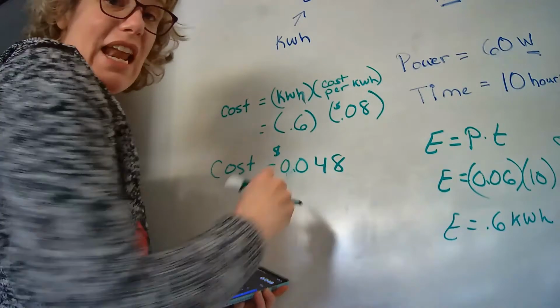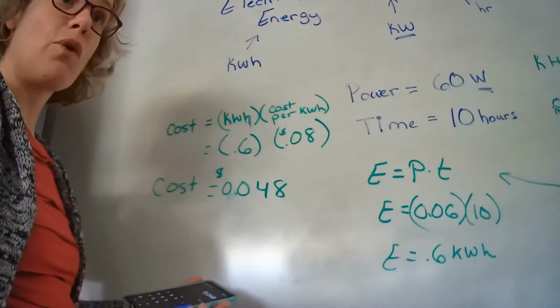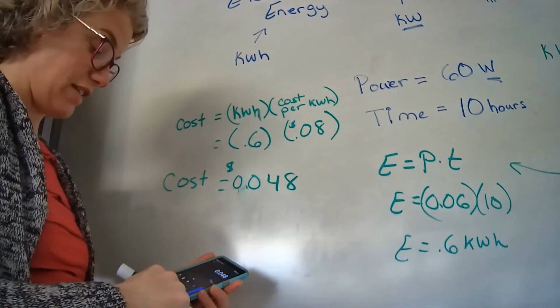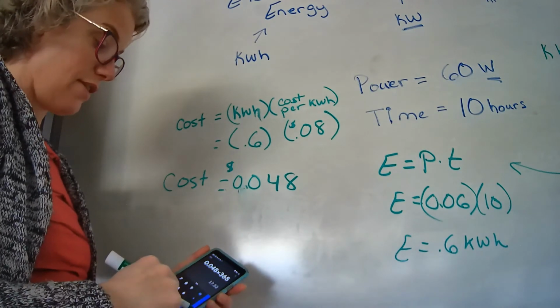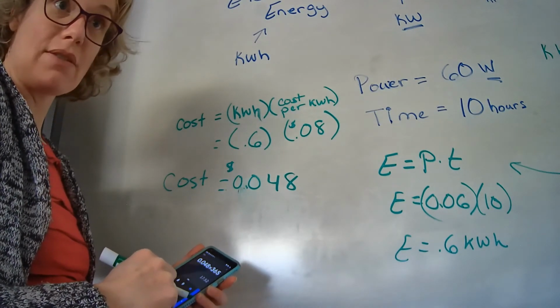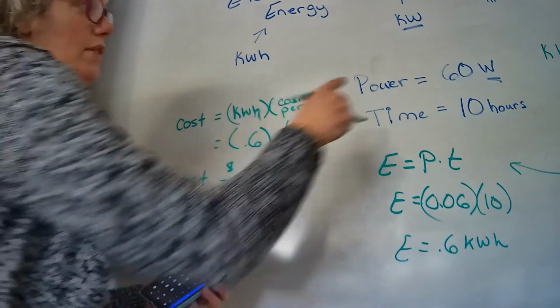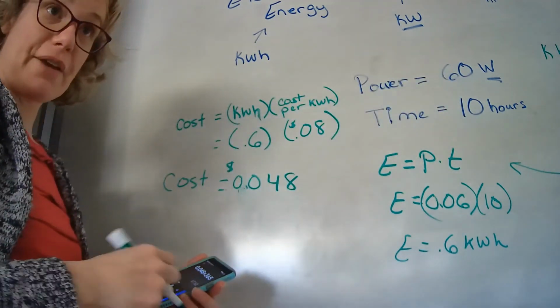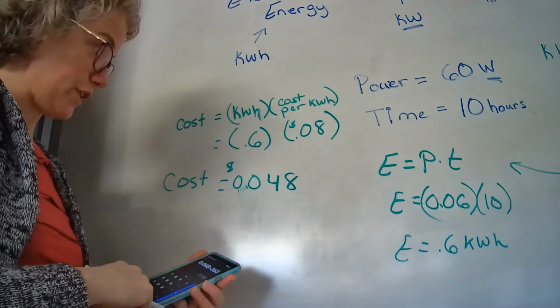If I did that every day though, for 365 days a year, then it's going to end up costing me $17.52 to run this light bulb for 10 hours every day over the cost of a year.